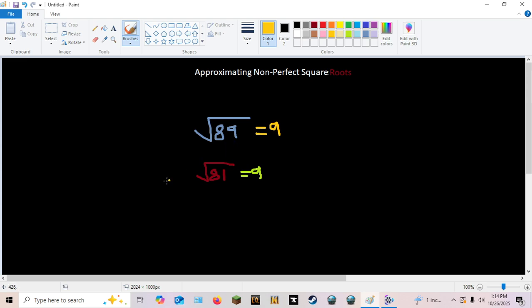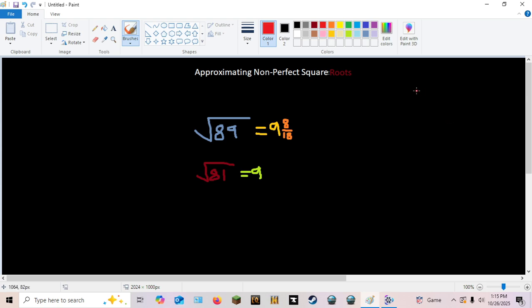But the difference between 81 and 89 is 8. Put it as a fraction. Now, 9 times 2 is 18. So we have 8 over 18.